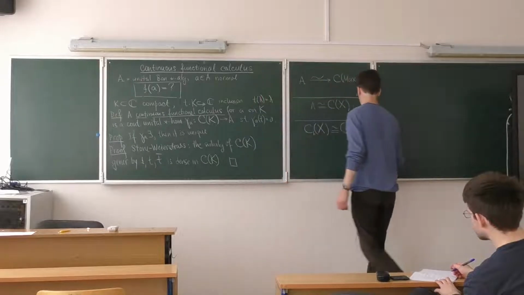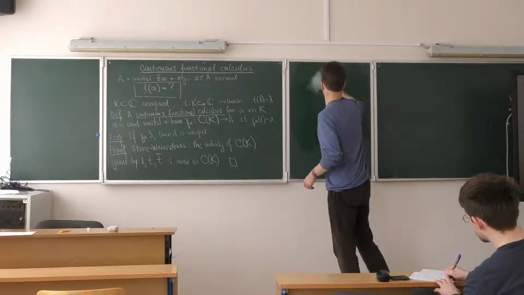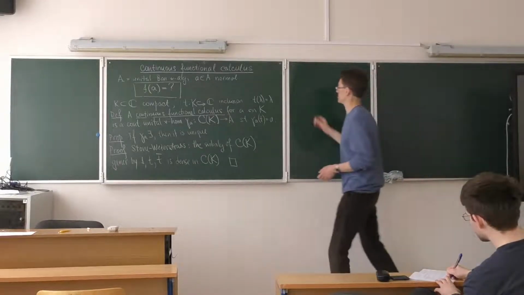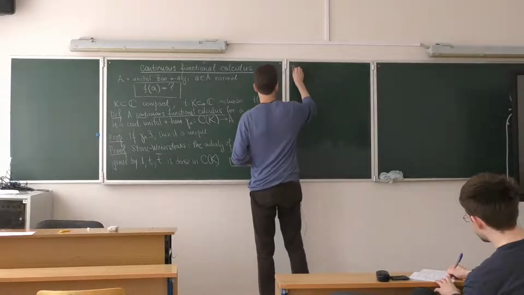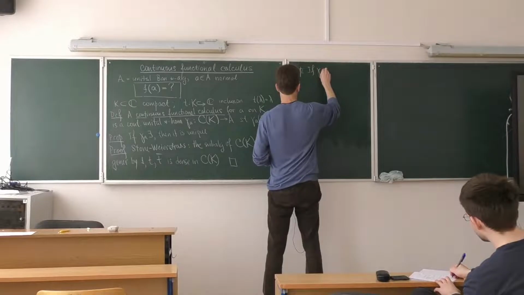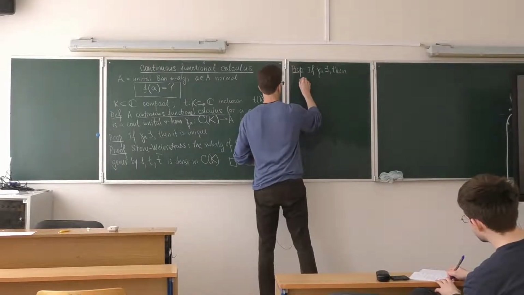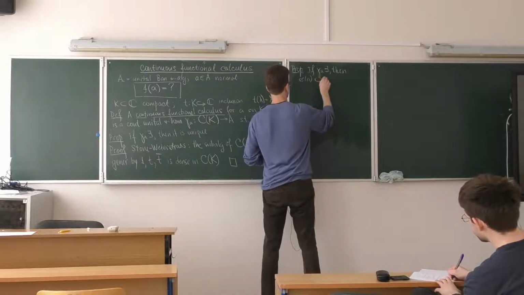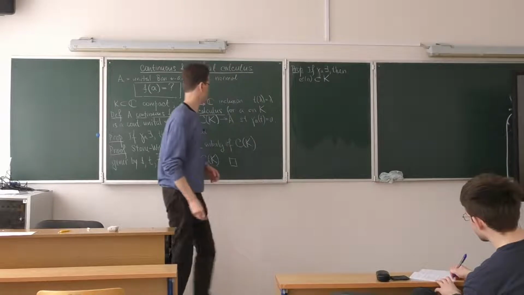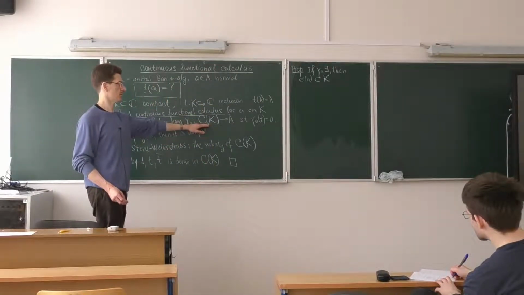Okay, so if it exists, then it is unique. Now, how about the existence? Well, let's first of all observe that we have an obvious necessary condition. If gamma exists, then the spectrum of A is contained in K. So this is the condition on our compact set K. K should contain the spectrum of A.